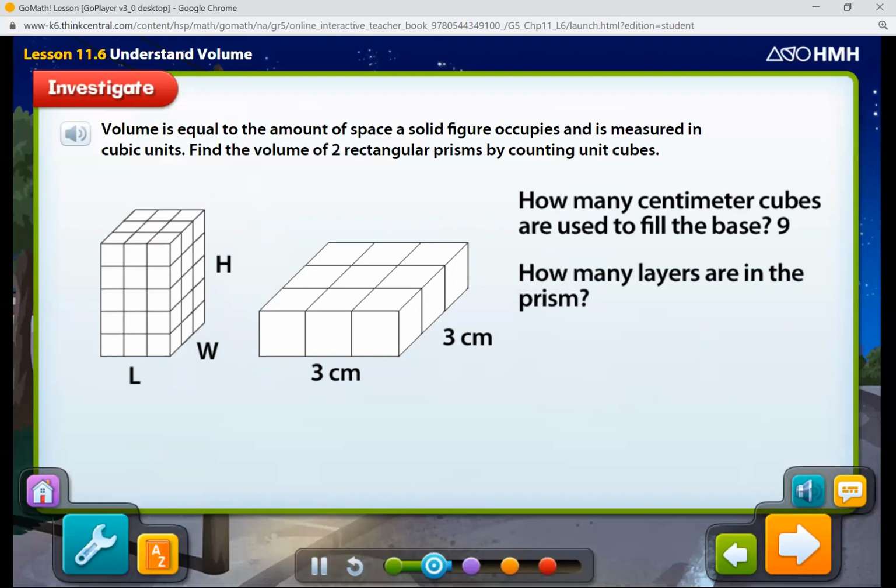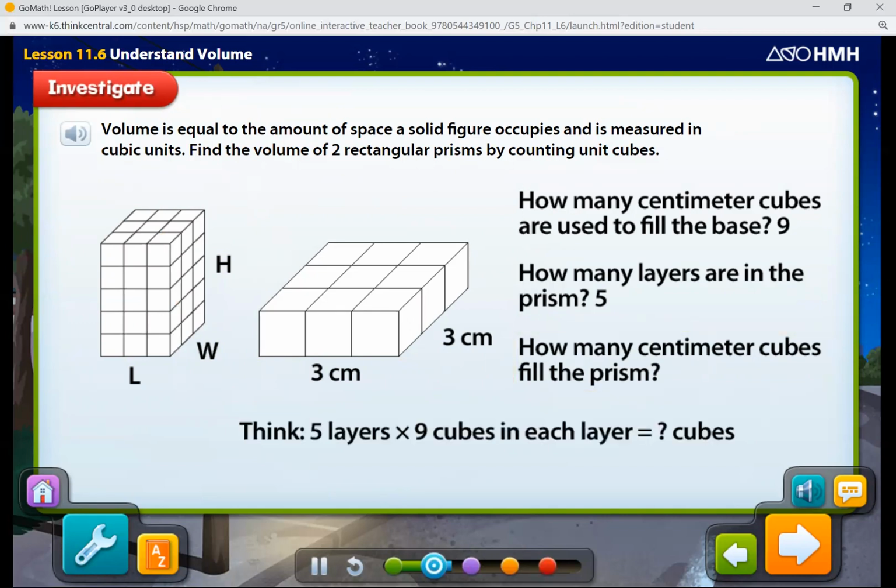How many layers are in the prism? There are 5 layers in the prism. That means the prism has a height of 5 centimeters. If there are 9 cubes in each layer, and the prism consists of 5 layers, how many centimeter cubes fill the prism? Think, 5 layers times 9 cubes in each layer equal how many cubes? 5 times 9 equals 45. So 45 centimeter cubes fill the prism. The volume of the rectangular prism is equal to 45 cubic centimeters.